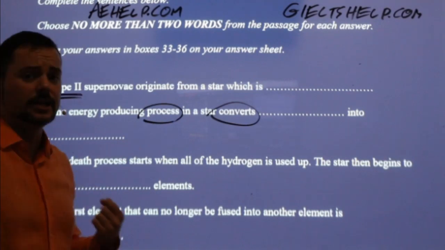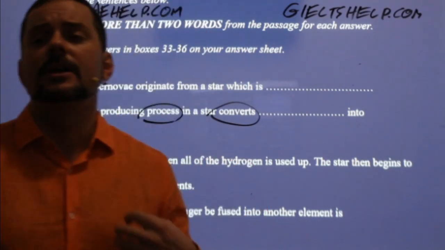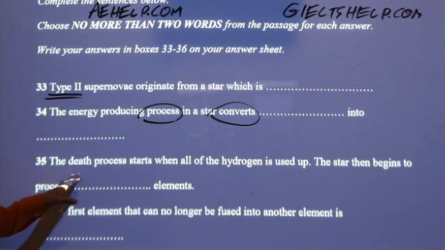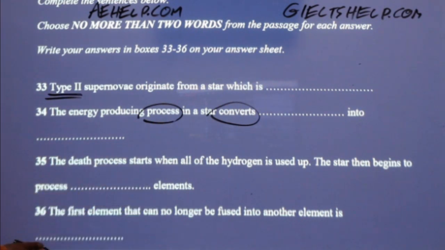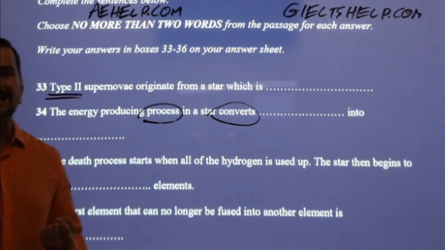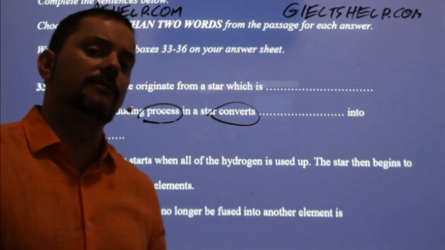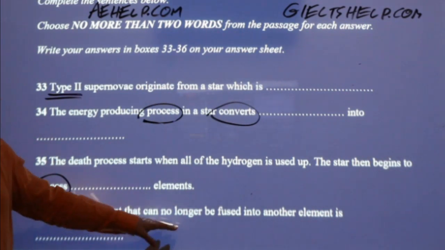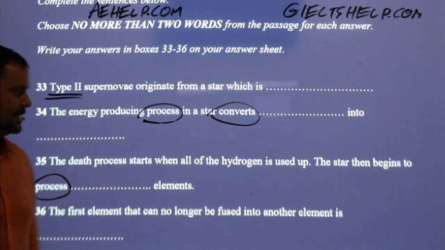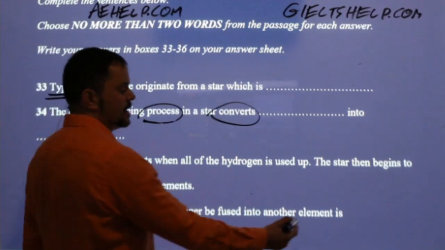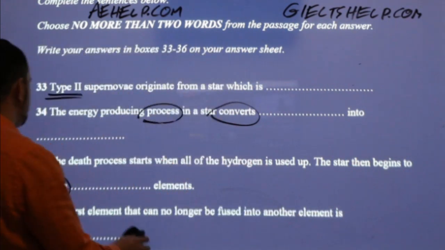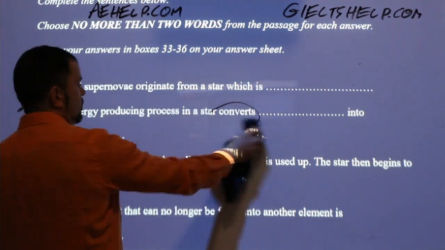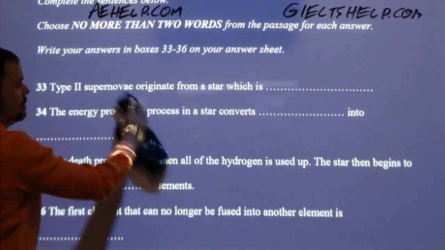Yes, Hikmatillo, practicing to read the whole passage, even if you don't understand all of it, is very useful. Okay. So the death process starts when all of the hydrogen is used up. The star then begins to process something elements. Okay, so again, process. So lots about process here. Thinking about process essays, first, second, third, fourth, so on. The first element that can no longer be fused into another element is. Okay. Elements, students, are like oxygen, hydrogen, nitrogen, silver, gold, the periodic table of elements, all of those wonderful elements and atoms that make up our known universe.